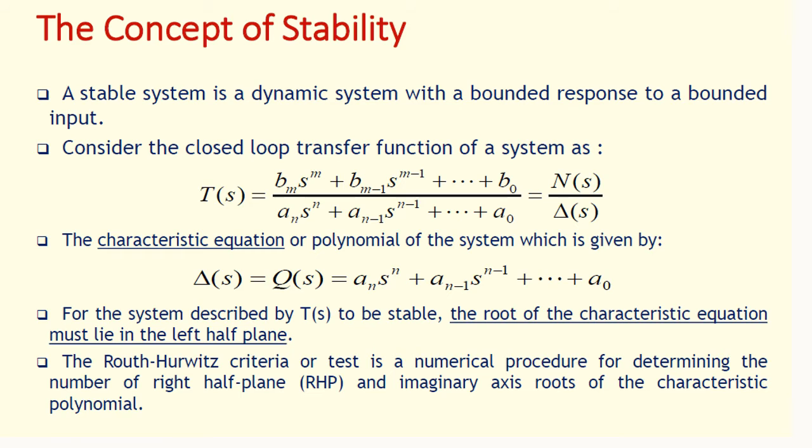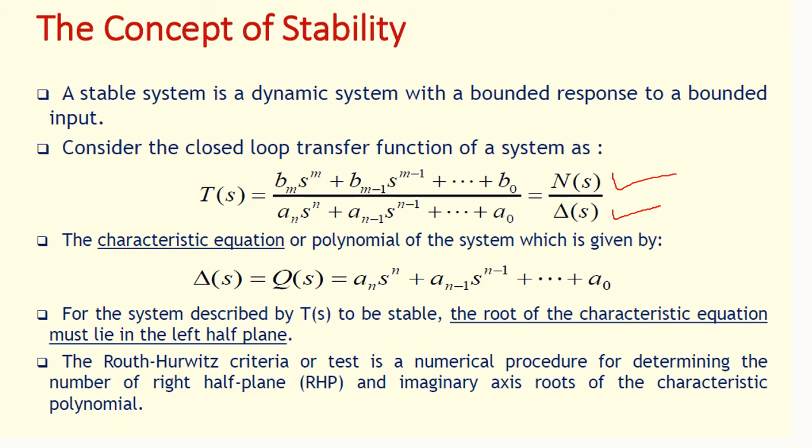So the concept of stability: a stable system is a dynamic system with a bounded response to a bounded input. Consider the closed loop transfer function of a system. T of s is equal to (bm s to the power of m plus bm minus 1 s to the power of m minus 1 till b naught) divided by (an s to the power of n plus an minus 1 s to the power of n minus 1 till a naught). So I represent the numerator as N of s and the denominator as delta of s, which is the characteristic equation.